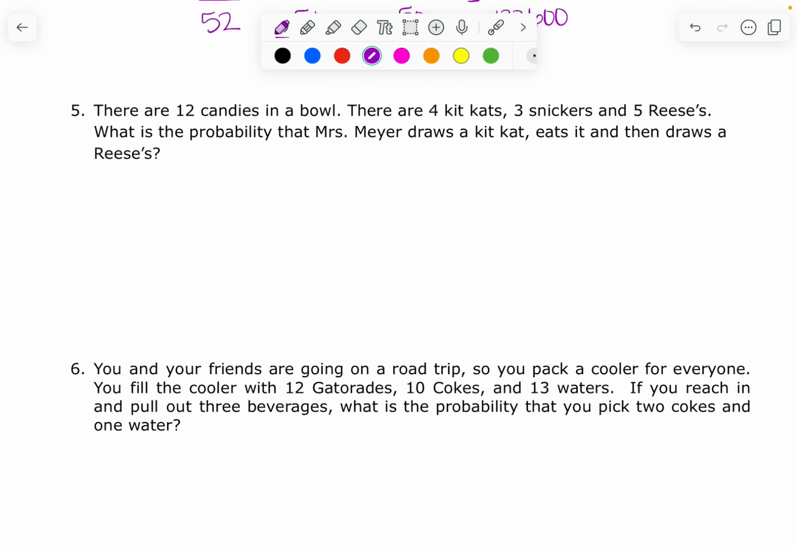Couple more left here. Number 5. There are 12 candies in a bowl. 4 are Kit Kats, 3 are Snickers, and 5 are Reese's. I know my total is 12. Okay. We want to find the probability that Miss Meyer draws a Kit Kat, eats it, and then draws a Reese's. So she's going in for that bowl 2 different times. The first time she wants a Kit Kat, and the second time she wants a Reese's.